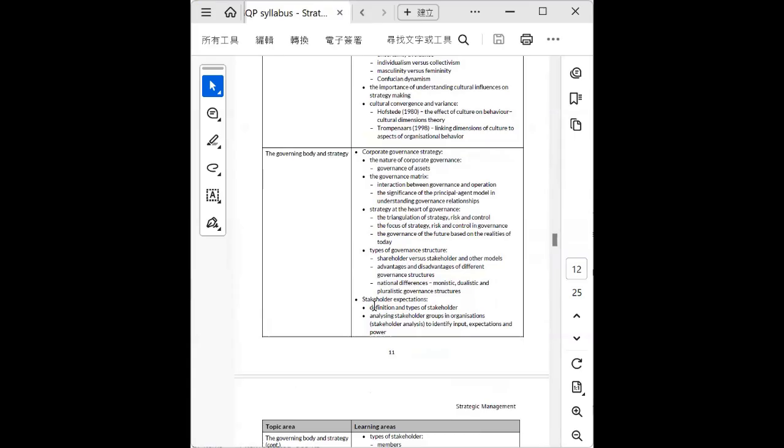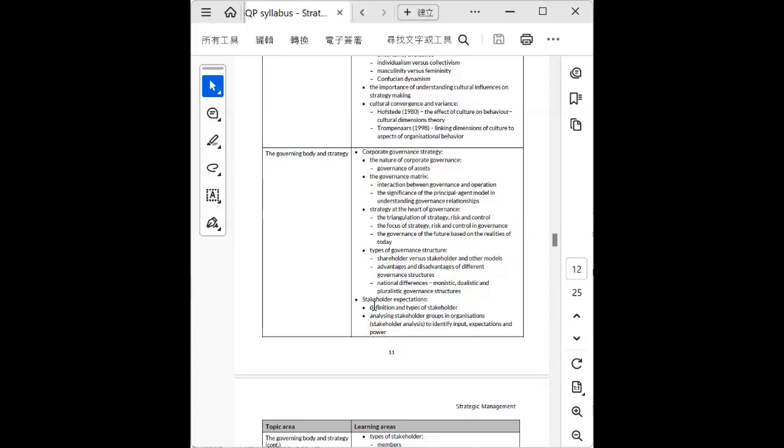But unlike the earlier topic, which is on culture, I think it's more important in your discussions. The nature of corporate governance: what is corporate governance? Look at highlighting the importance of accountability and transparency. The governance of assets discusses the management and oversight of the organization's assets, emphasizing the importance of safeguarding resources and optimizing their use.